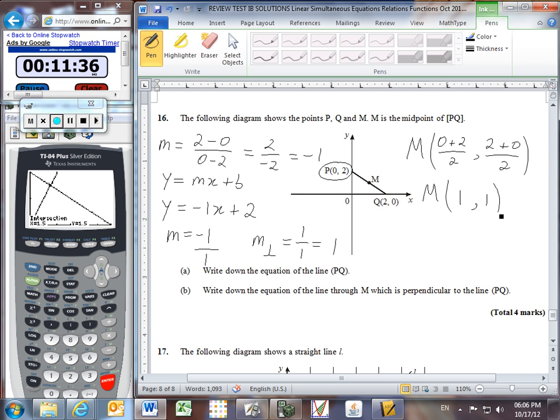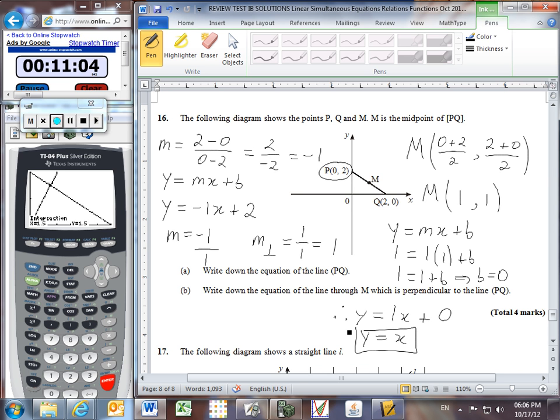So we now have to find the equation of the line. Let's put it in y equals mx plus b form. We know that this perpendicular line has got a slope of 1. And let's substitute in our known point of 1, 1. So when y is 1, x is 1. And we'll quickly discover that b is equal to 0. And therefore, your equation of the line, y equals mx plus b, we can simplify and just write as y equals x.